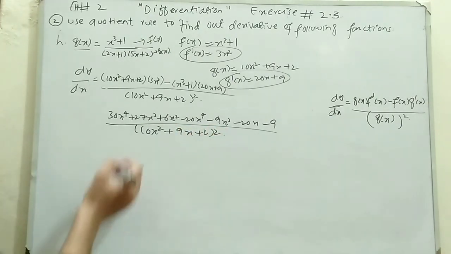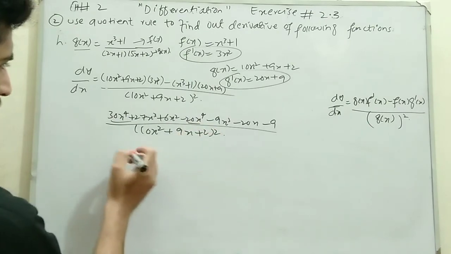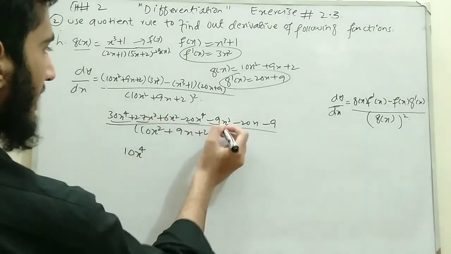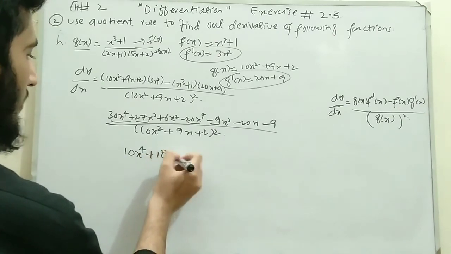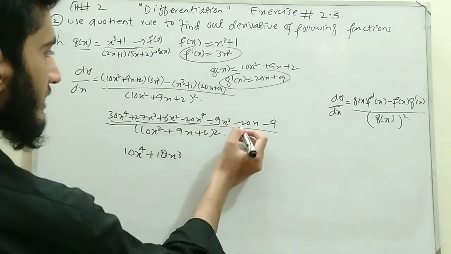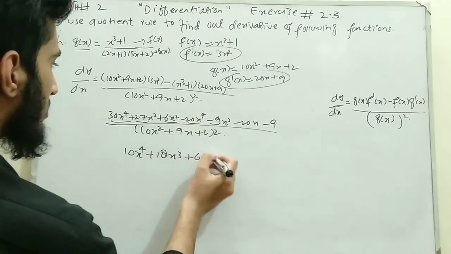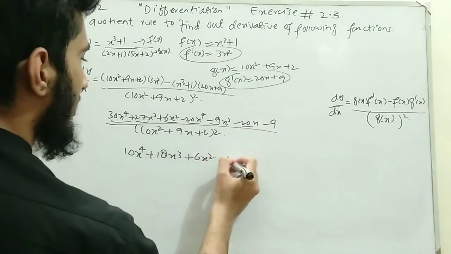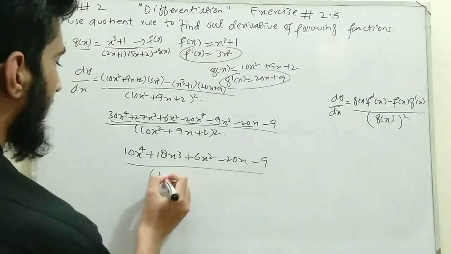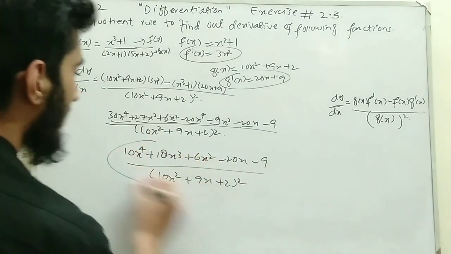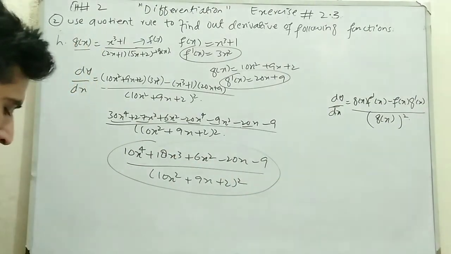Now after this, 30x⁴ minus 20x⁴ gives us a value 10x⁴. 27x³ minus 9x³ gives us 18x³. And after this 6x², there is no pair for them, so it comes down the same. So 6x² and minus 20x, whole divided by (10x² + 9x + 2) whole square. So this is the required derivative for the last part of question number 2.